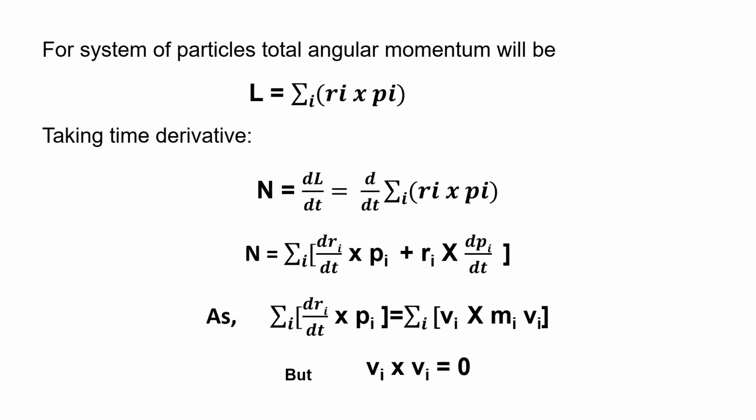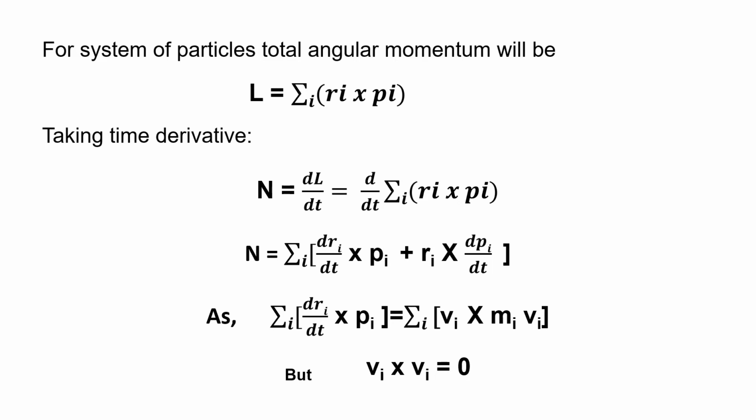We know that we can apply the product rule on that, as d by dt of u dot v will be equal to du over dt dot v plus u dot dv over dt. So implementing that product rule on the right hand side, we can write capital N is equal to summation over i of dri over dt cross pi plus ri cross dpi over dt.